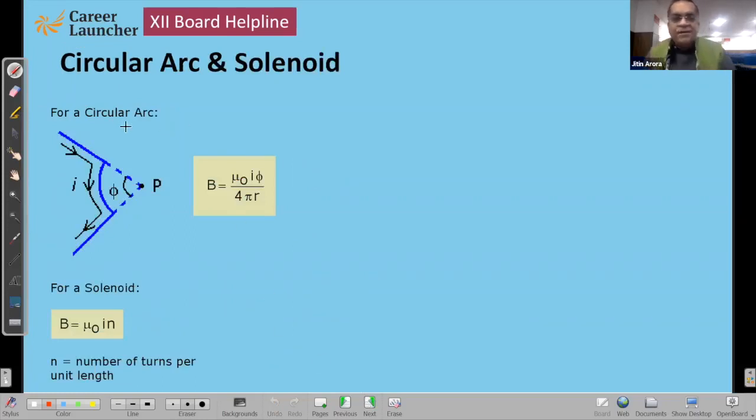Now if I have to find the magnetic field due to a solenoid or a circular arc, we have talked about both. First let's talk about the circular arc. If it is a circular arc, you know the length of the full circle is 2 pi r, so the magnetic field was mu naught I upon 2r. And if I have an arc subtending an angle phi, then its formula is mu naught I phi upon 4 pi r. In this only, if you have to find the magnetic field due to the complete loop, then if phi is equal to 2 pi, you know B will come out to be mu naught I by 2r.